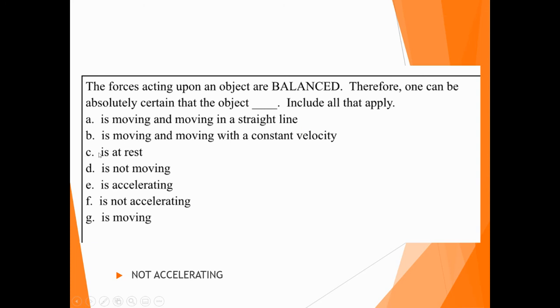C, can you guarantee that it's at rest? Well, no, because it could be moving in a straight line at a constant velocity. D, is not moving, is not an acceptable answer. E, is accelerating. No. F, is not accelerating. Well, yes, you can guarantee that. And G is moving. So in this case, the correct answer is that it is not accelerating when it is balanced. And that is the only one of these you can be absolutely certain is a fact about the object.